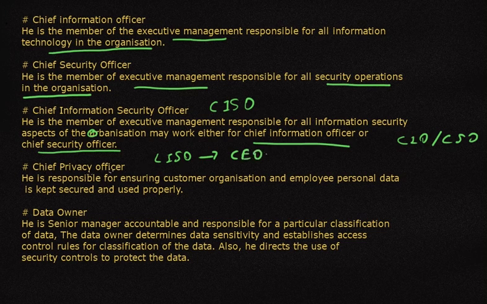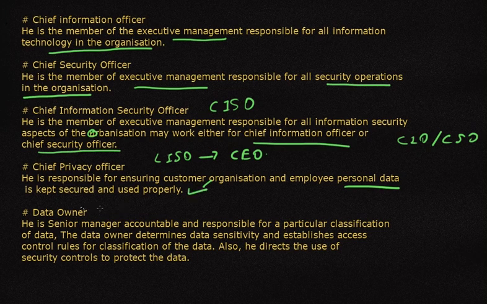Next, we will move on to the Chief Privacy Officer. As the name suggests, he is responsible for ensuring the security of personal data. The formal definition is that he is responsible for ensuring that customer, organization, and employee personal data is kept secured and used properly. So this is about the Chief Privacy Officer.